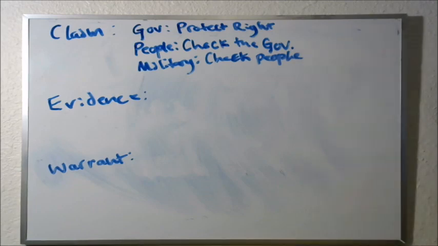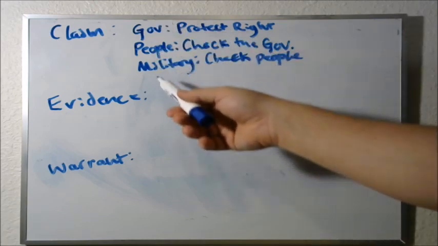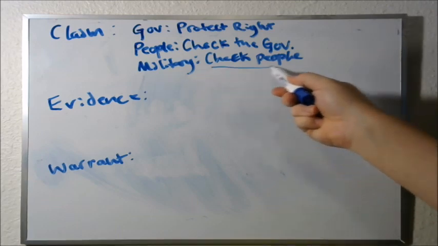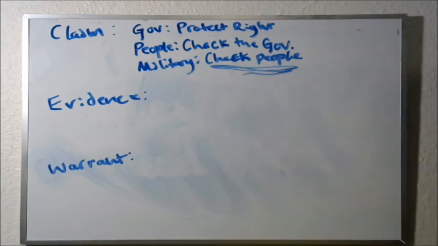Okay, by requiring that service and needing that in order to vote. So here we have the claim of the Declaration of Independence, kind of modified by Heinlein to include, you know what, the people need to be checked because they just want more things from the government.